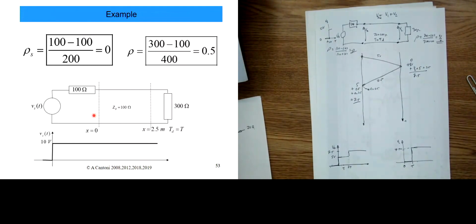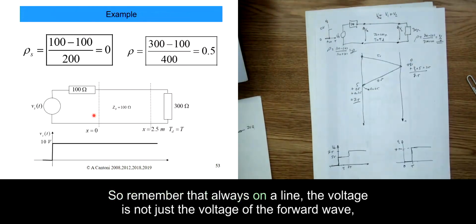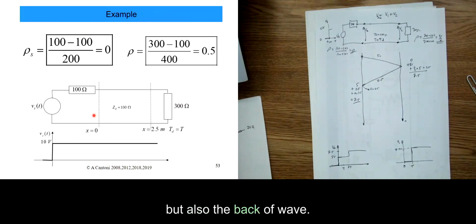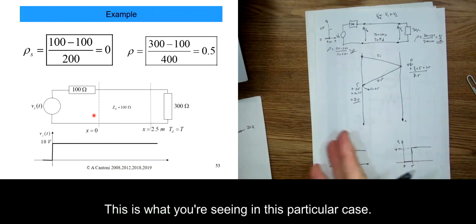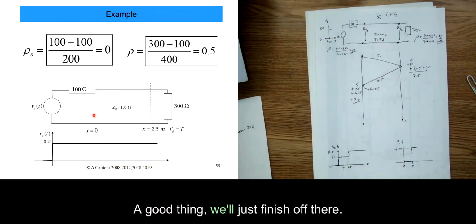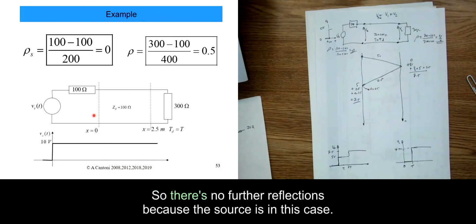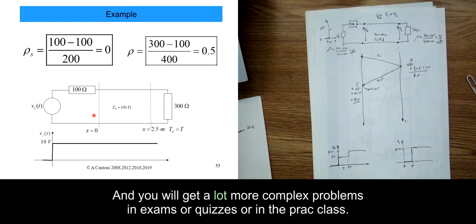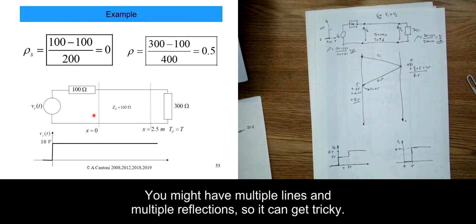And it's sent back. And the two of them, so remember that always on the line, the voltage is not just the voltage of the forward wave, but also the backward wave, okay? At the point, okay? This is what you're seeing in this particular case. A good thing, we'll just finish off there. So there's no further reflections because of the source in this case, right? And you will get a lot more complex problems in exams or quizzes or in the prac class. You might have multiple lines and multiple reflections, okay? So it can get tricky, okay?